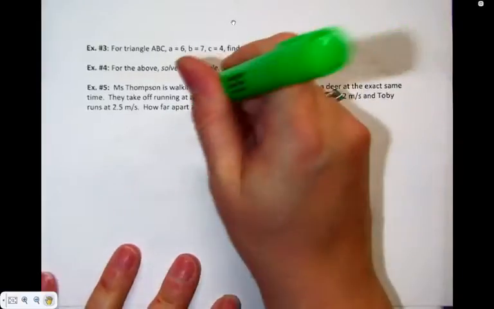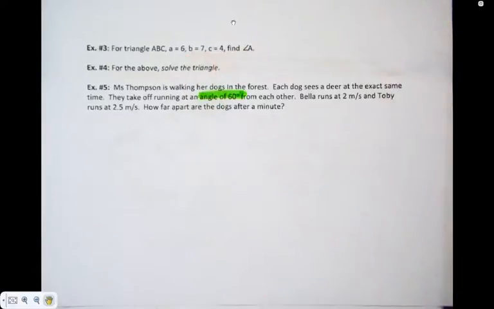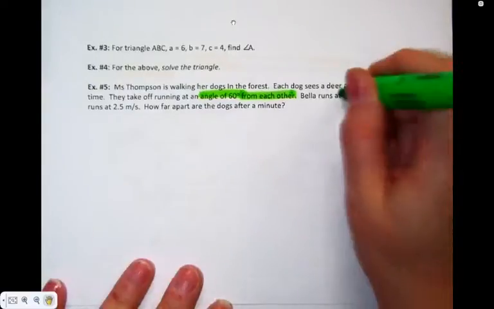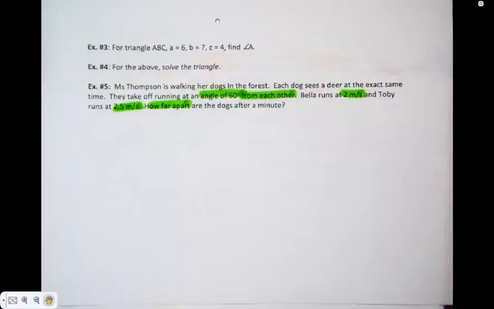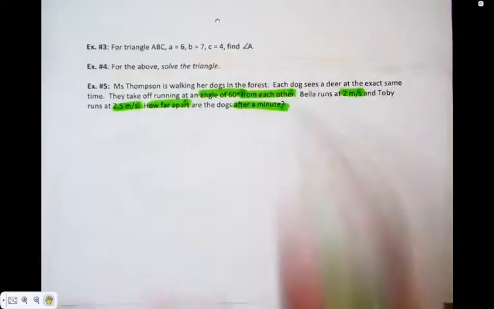Angle of 60 degrees from each other. 2 meters per second. 2.5. Oh, no, this is different. How far apart? Oh, wait, no, you just say it after. Okay, let's draw a diagram.